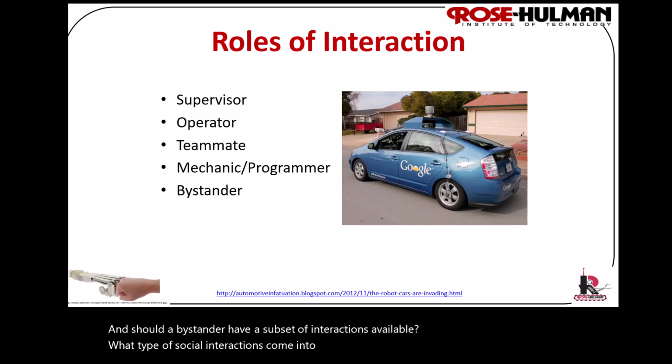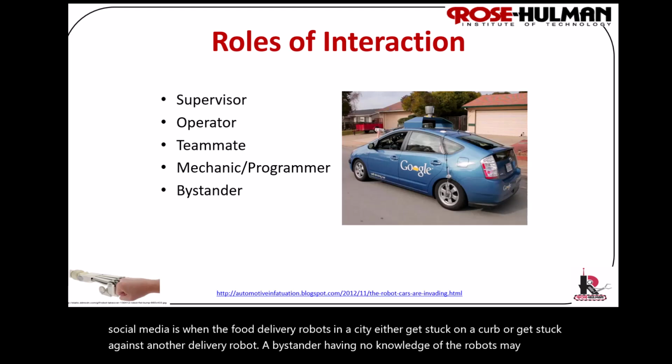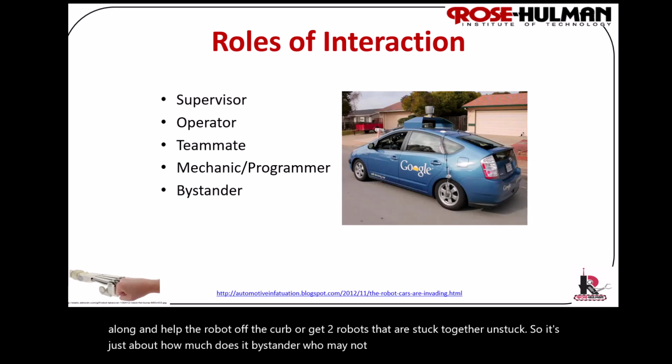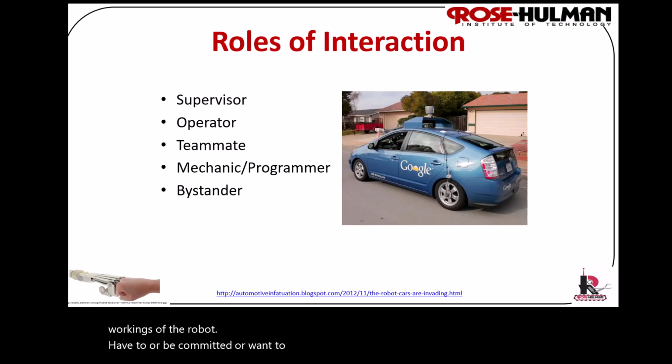An example you see of this a lot of times on social media is when the food delivery robots in a city either get stuck on a curb or get stuck against another delivery robot. A bystander, having no knowledge of the robots, may come along and help the robot off the curb or get two robots that are stuck together unstuck. So it's just about how much a bystander, who may not know anything about the inner workings of the robot, has to be committed or want to actually help or interact.